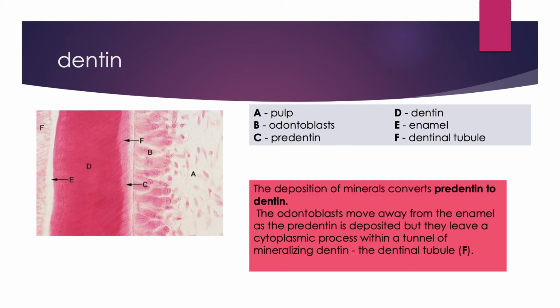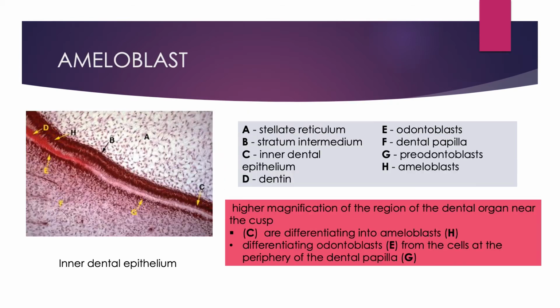Note that the odontoblasts at B vary in height and appear to be pseudostratified. Columnar-shaped odontoblasts are actively secreting predentin as an organic matrix. The deposition of mineral in this organic matrix converts predentin to dentin. The odontoblasts move away from the enamel as the predentin is deposited, but they leave a cytoplasmic or odontoblastic process within a tunnel in the mineralizing dentin, called dentinal tubules.